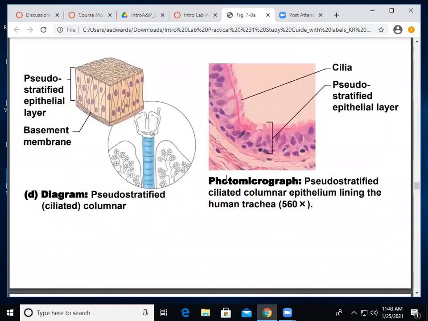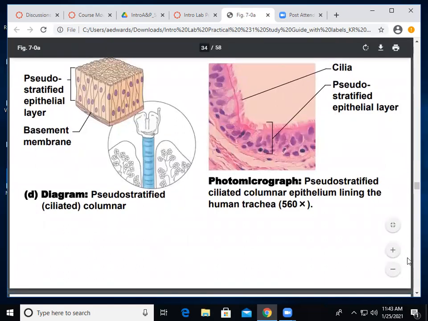All right, we also have some cells where some of the cells go all the way up and down from the top to the bottom. Other cells do not. So we call that pseudo-stratified because what it looks like is where you, in some places it looks like you got 2 layers, some places it looks like you have 1. Okay, so this is pseudo-stratified.